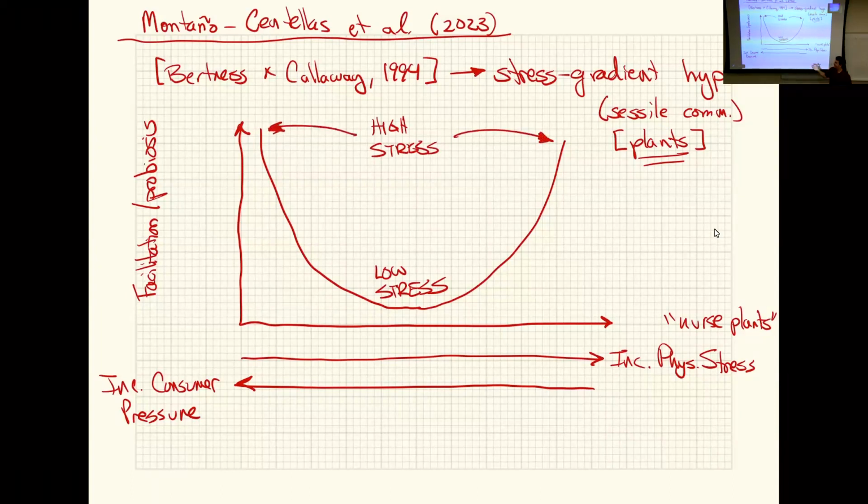And this has been tested in, again, plants and sessile communities and things like that. What this new paper wanted to do is say, well, does this maybe work for animals that have to move around as well? So let's test this hypothesis using a different model. And that model is going to be mixed species bird flocks.